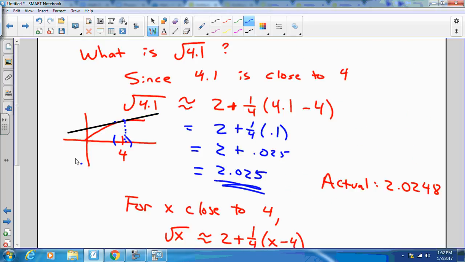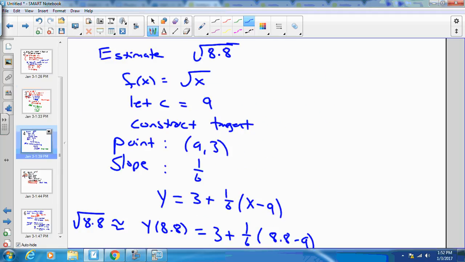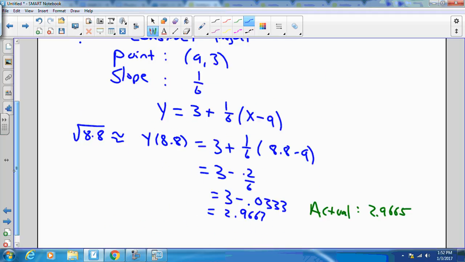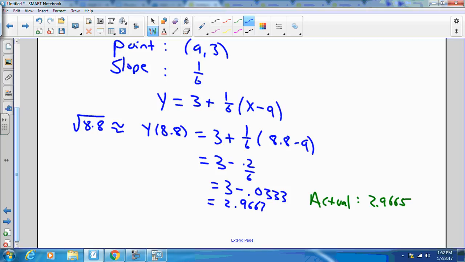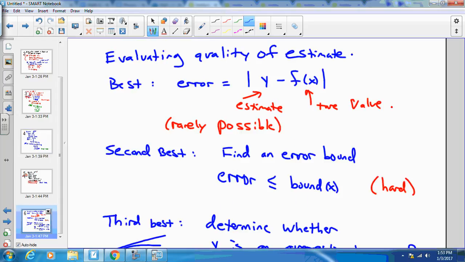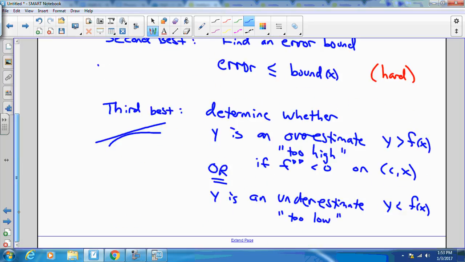We had that situation with our square root estimates. If you go back and look at the square root estimates that we had, because the curve y equals square root of x is a concave down curve, take a look. We got 2.025, the actual was less than. When we estimated the square root of 8.8, we got 2.9667, the actual was a little bit less than. And that happened because the curve was concave down, so that the tangent line was above the curve.